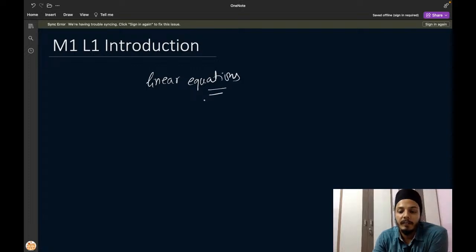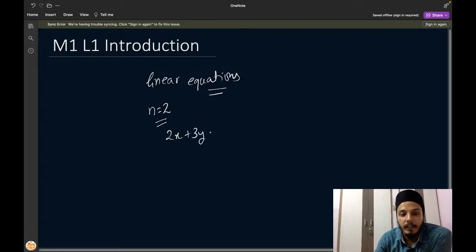So, here we will be solving the linear equations. The simplest case is when we have an equal number of unknowns and equations. So, let us start with n equals 2. Let our set of equations be 2x plus 3y equals 7 and 3x plus 5y equals 11. Here we will solve for x and y.